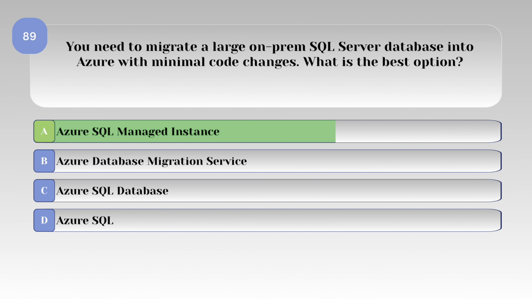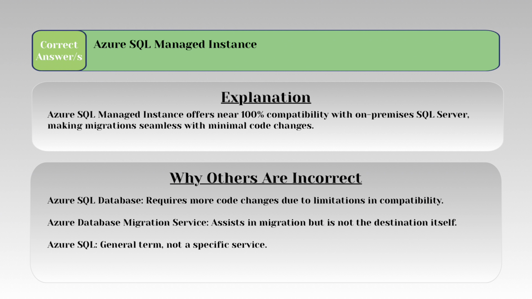Correct answer, Azure SQL Managed Instance. Explanation: Azure SQL Managed Instance offers near 100% compatibility with on-premises SQL Server, making migration seamless with minimal code changes. Why the other options are incorrect: Azure SQL Database requires more code changes due to limitations in compatibility. Azure Database Migration Service assists in migration but is not the destination itself. Azure SQL is a general term, not a specific service.